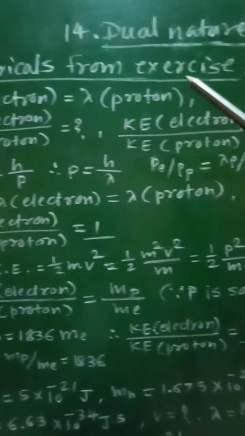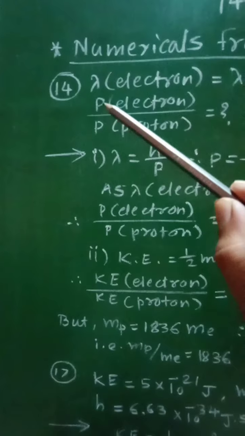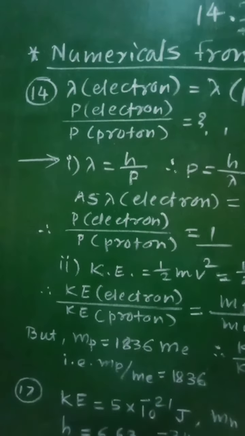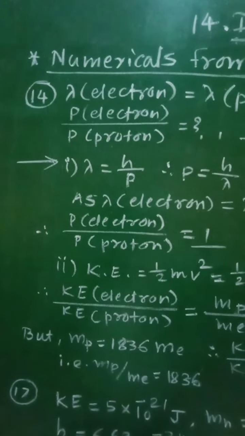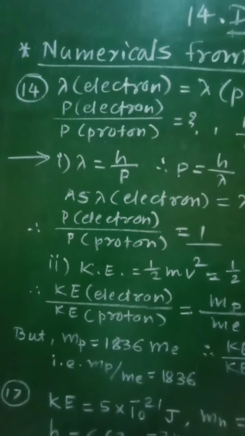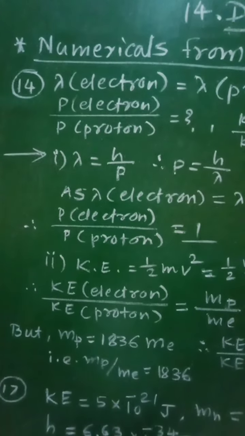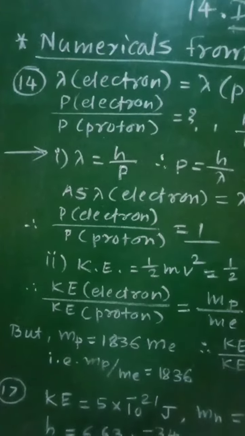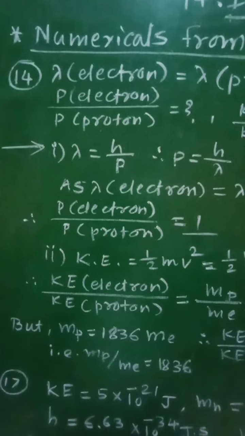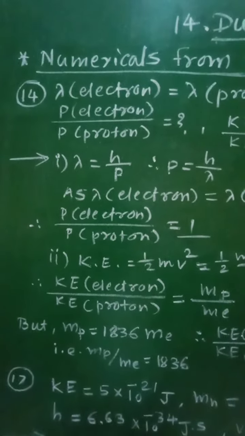Numericals from exercise. The numerical number 14 is given as: the de Broglie wavelengths associated with an electron and a proton are the same. What will be the ratio of their momenta and their kinetic energies?